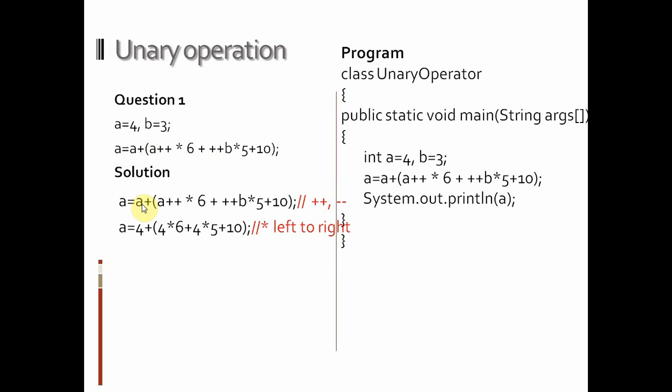A value is 4. We can look here, a is 4 but with the post increment operator, but this post increment operator will not show any effect over here because it is post increment. So a will remain 4 here, into 6, and after that we can look here b plus plus, b is 3, so it is a pre increment operator, so b will be incremented by 1. B is initially 3, so it will become 4. 4 into 5 plus 10.